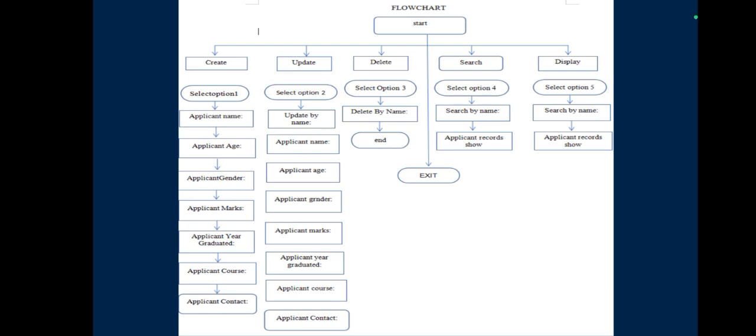If you're to delete a name, you select option number 3, delete by name, and end. Search: select option 4, search by name, then the applicant records will show. If you're to display, select option 5, and the applicant records will show.